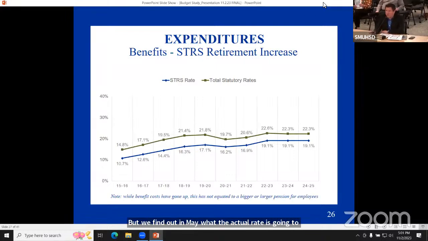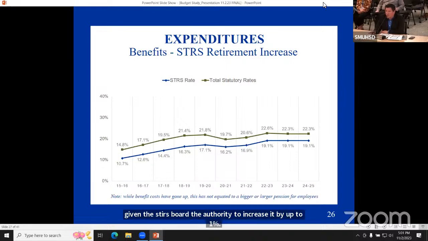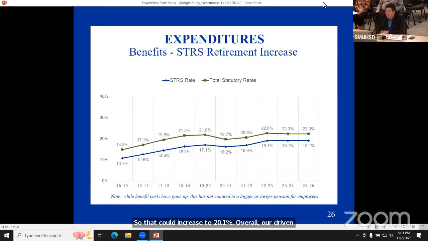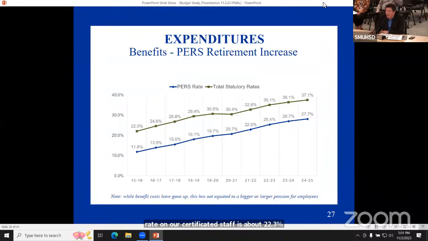So in terms of the STRS rate, it's 19.1 and projected out. Any change would have to be made by the legislature, with the exception that the legislature has given the STRS board the authority to increase it by up to 1%. So that could increase to 20.1%. Overall, our driven rate on our certificated staff is about 22.3%. And when you look at our PERS rate and the total driven rate on classified employees, it's actually a decent amount higher because of the higher PERS rate as well as the Social Security amount.